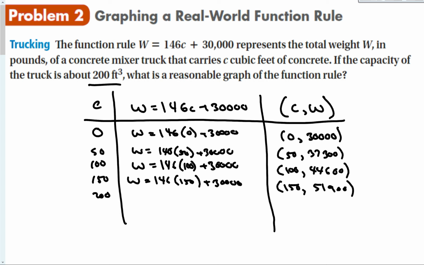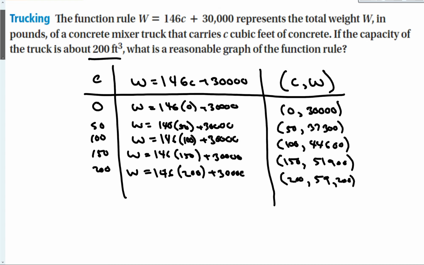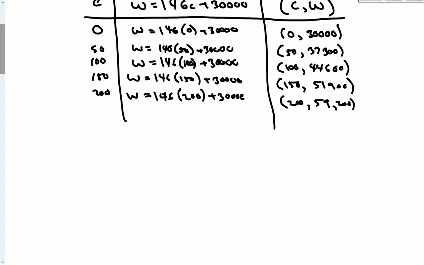And these numbers you can get just from doing a calculator, right? 146 times 150 plus 30,000. And finally, 146 times my 200 plus 30,000 is going to give me an output of 200, comma, 59,200. So here's my data. And like I said before, it doesn't make any sense to make negative numbers. So let's make a nice graph with just the first quadrant.